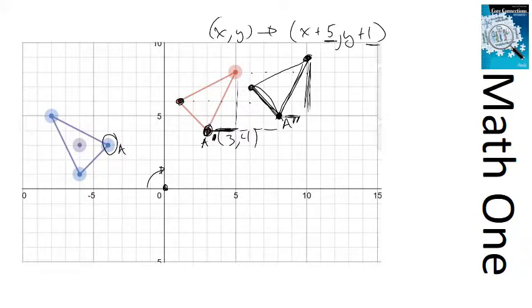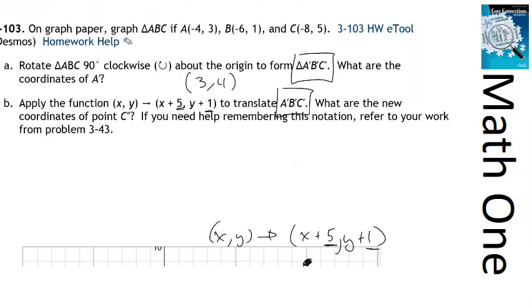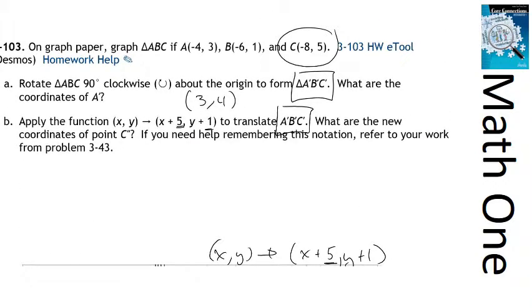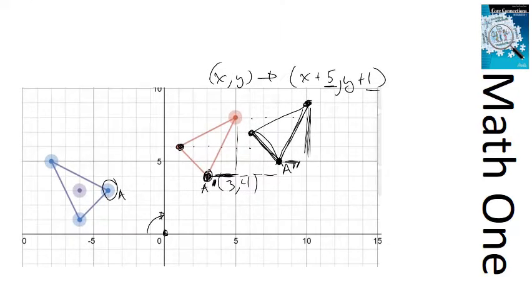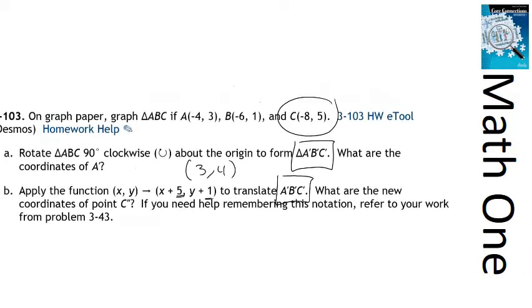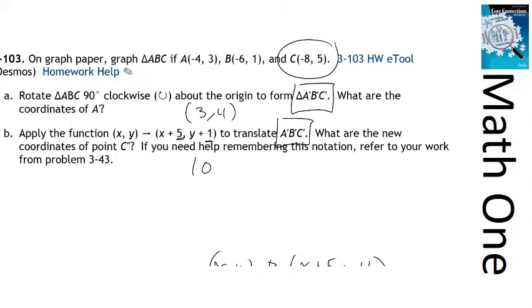They were asking what are the coordinates of point C, and I forget where C was initially. C was at negative 8, 5, so negative 8, and then up 5. So this was point C, and then this went over here. This became C prime, and now this is C double prime. So my answer for C double prime ends up at 5, 6, 7, 8, 9, 10. 10, 9. So the location of C double prime is at 10, 9.